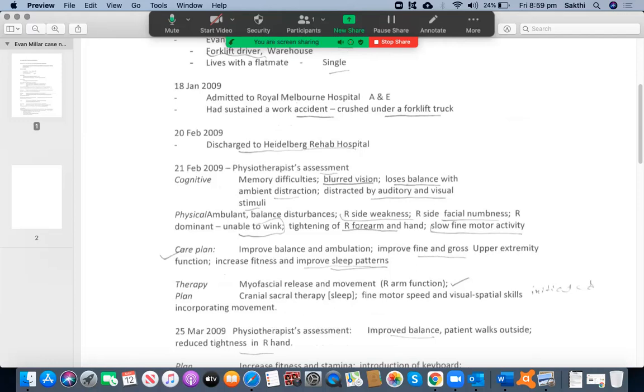Okay, and then physio: ambulant, balance disturbances, right side weakness, right side facial numbness, right dominant, unable to wink, tightening of right forearm and hand, slow fine motor activity. That's good. Care plan: improve balance and ambulation, improve fine and gross upper extremity function, increase fitness, and improve sleep patterns. I think you haven't included a couple of these things in your case notes, which is not good.